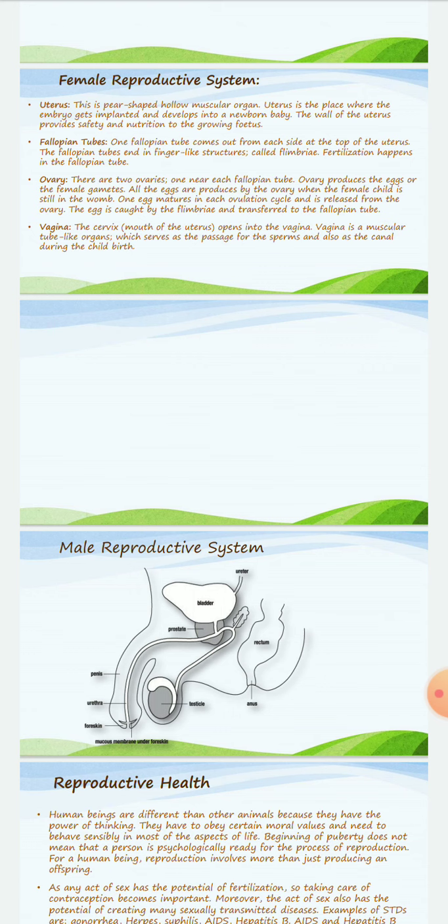Fallopian tubes. What are fallopian tubes? One fallopian tube comes out of each side of the uterus, and the fallopian tubes end in finger-like structures called fimbriae, and fertilization happens in the fallopian tube.